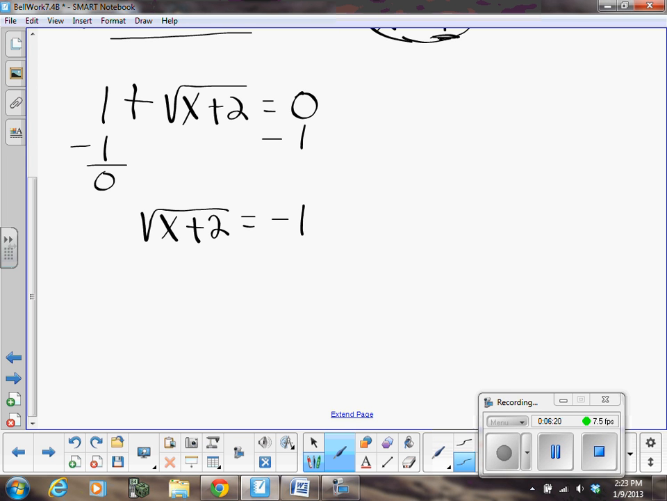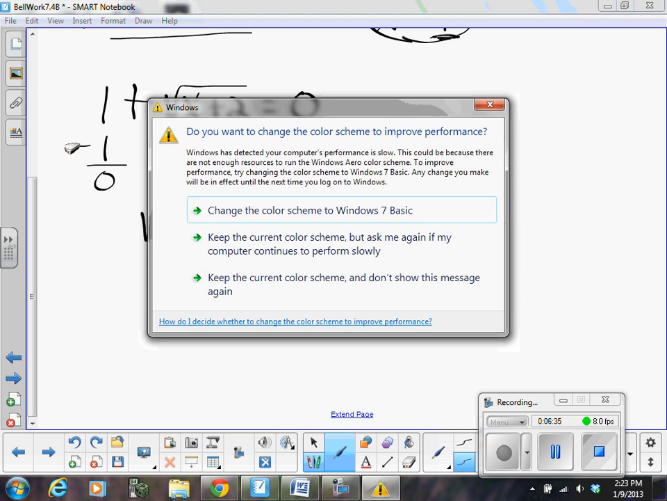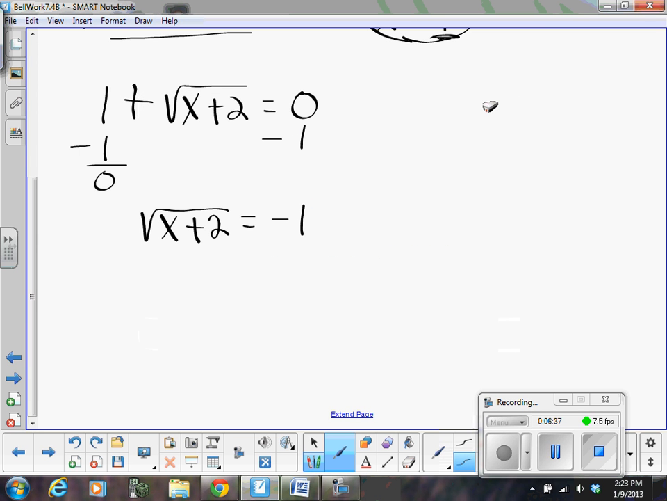Now, get rid of the square. I can square both sides, but think about this for just a second before you do this. Is there any way I can plug a number in here and add it to 2 and get negative 1 when I square root it? Do you ever get a negative number when you square root something? No, that's impossible. Matter of fact, your calculator will say error.